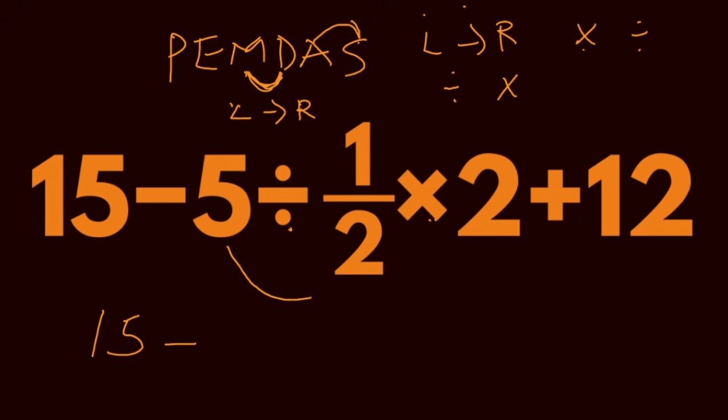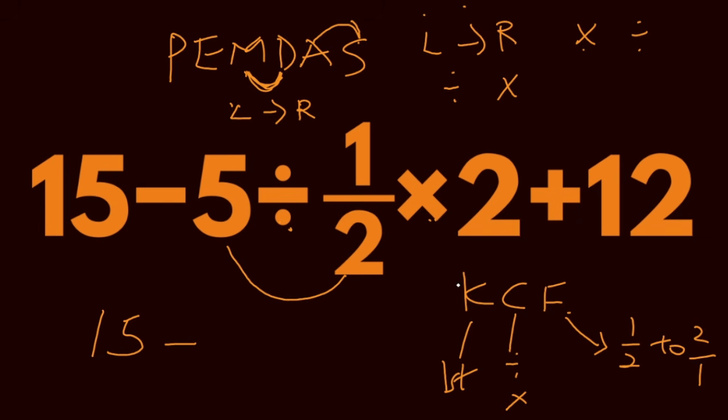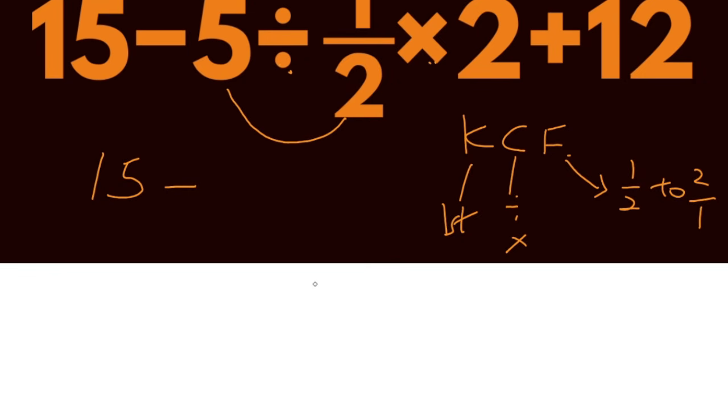So here now we will use the keep, change, flip rule. Whenever you are dividing a fraction, you use the keep, change, flip rule. That is, you keep the first number, you change the operation from division to multiplication, and then you flip the fraction. So we'll flip this fraction from 1/2 to 2/1. So 1/2 becomes 2.